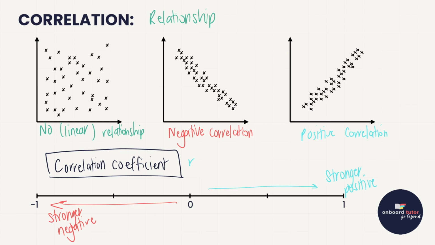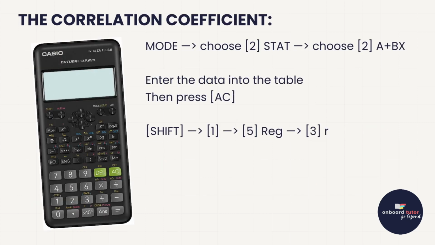And so that's how we interpret the correlation coefficient. The closer it is to either -1 or +1 tells us the strength of it. And then obviously if it's negative, we have a negative relationship. And if it's positive, a positive relationship. Now the correlation coefficient is something that we can work out on our calculators. And here are the steps that we would follow. So we're going to look at the steps and then we are going to practice an example together.